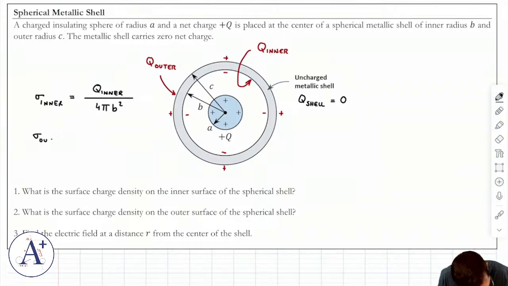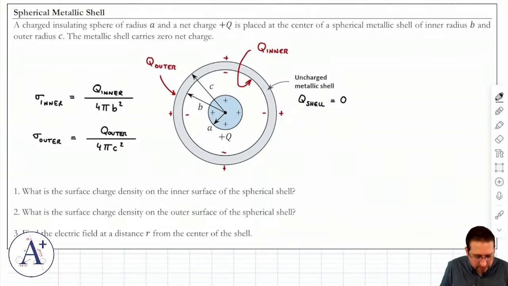And then if you want sigma outer, well, I'm just going to take Q outer and divide it by the surface area of the outer sphere, which is 4 pi c squared. Okay? All right, so that's really what we're trying to get, Q inner and Q outer. And typically in these types of problems, that's what you're trying to do, in one form or the other.